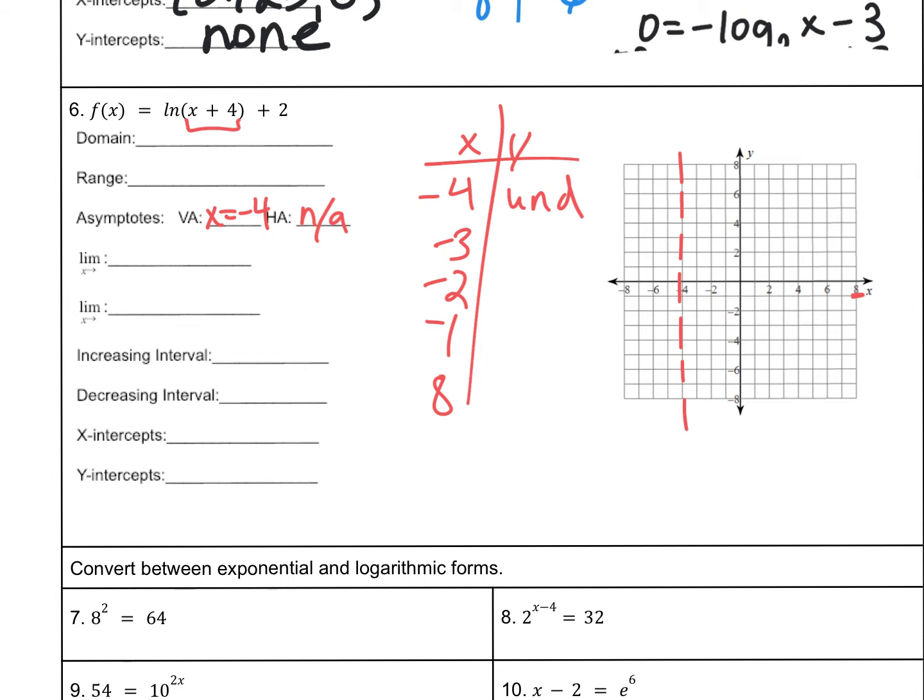When we type them in just as they look. Natural log parenthesis, type in the negative 3, plus 4, close parenthesis, plus 2, enter. You should get 2, okay? When you go back and change that to a negative 2, you should get 2.7. For negative 1, you should get 3.1. And then when I go change that to an 8, I get 4.5, rounding. Okay, so now we go and we plot them.